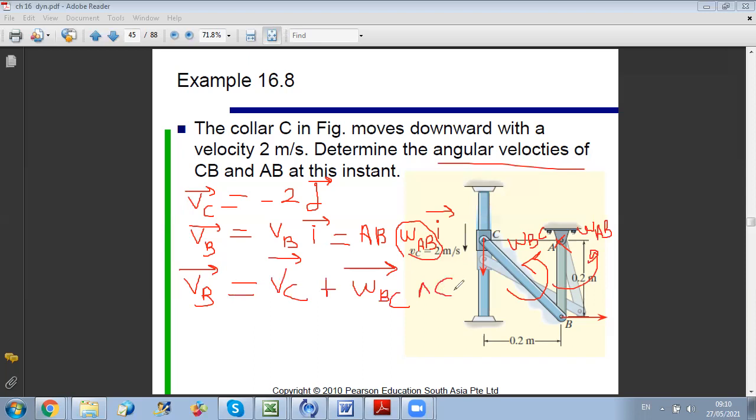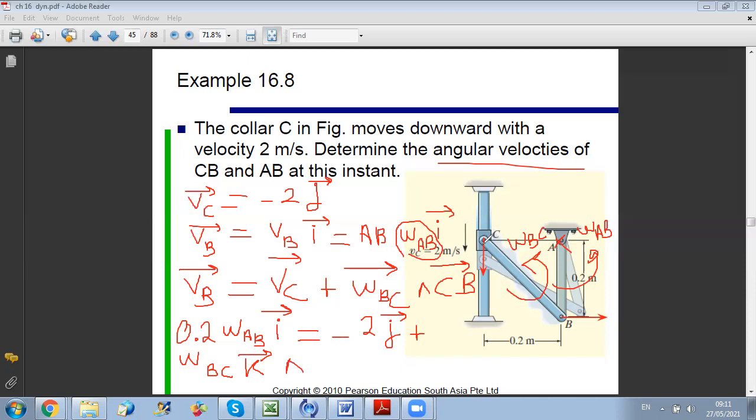And now let us replace each vector by its expression. To start with, AB is 0.2, so VB is 0.2 times omega AB along I, equals VC, which is along J, VC is minus 2J, plus, now concerning omega BC, we assume that it is counterclockwise, so along K. So I will put plus omega BC K vectorial CB.